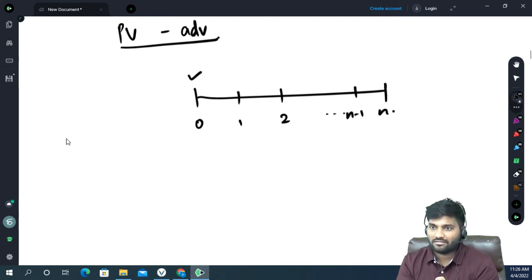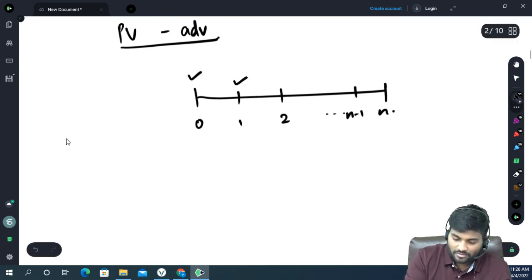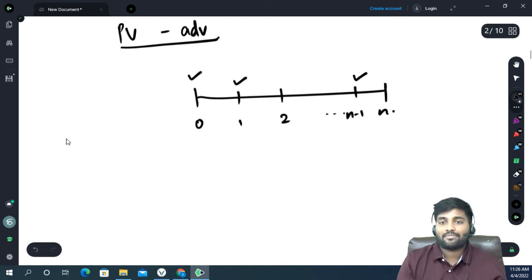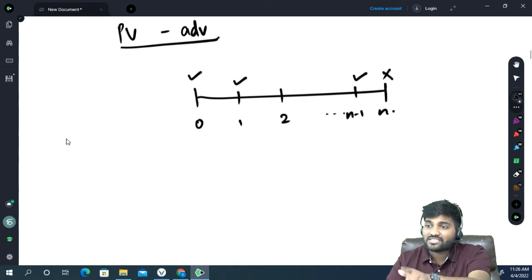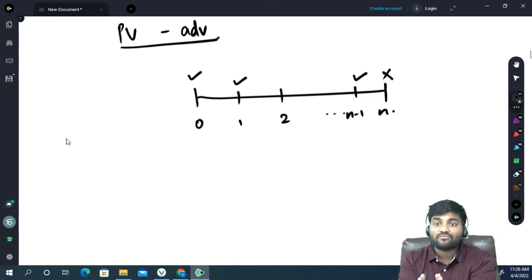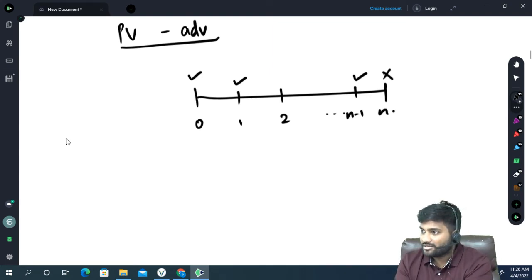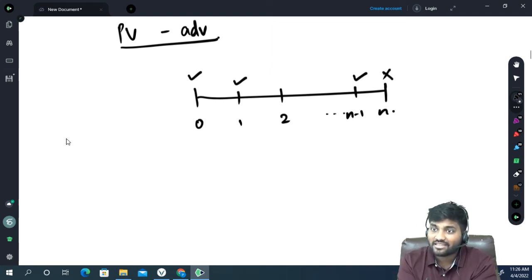Beginning of second year. Okay, and the last payment will be at n minus 1. At n there will be no payment. But sir, n is also the beginning of the n plus 1th year. Then why not the payment at time n? Because the duration of the annuity is n years. So if an annuity is for n years, then the number of payments will be n only.